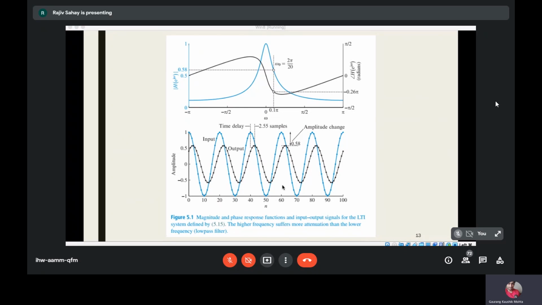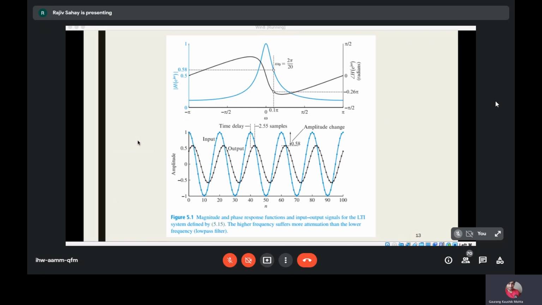Can you all see the blue sinusoid? Everyone? And the output sinusoid is this black sinusoid. The output sinusoid maximum value is 0.58, because it is scaled by the magnitude of H of e power j omega, which at omega naught is equal to 0.58.